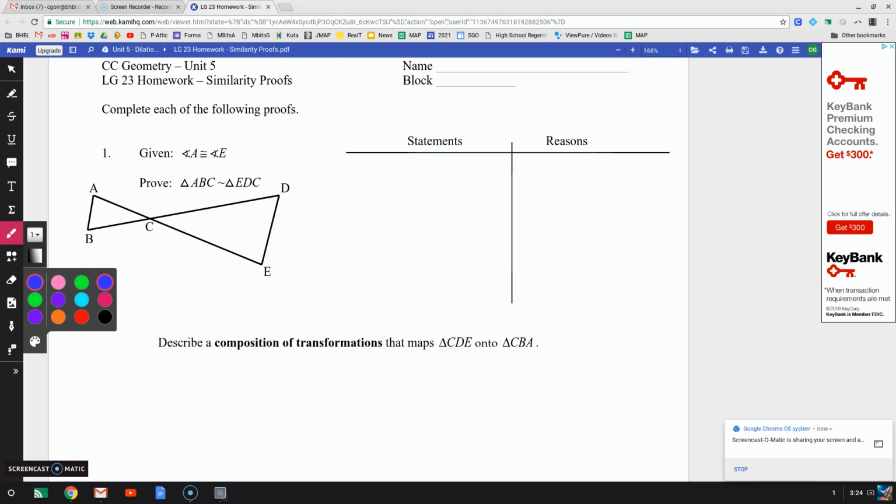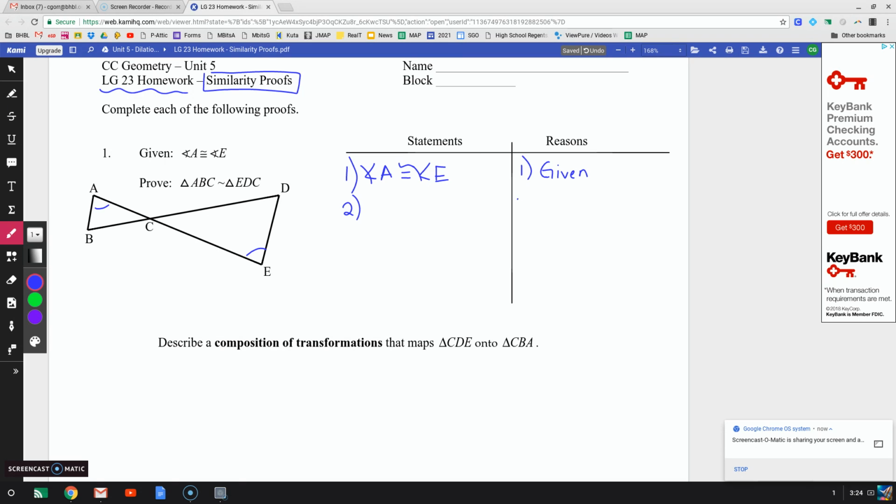I'm here to help you today with your LG 23 homework. We are going to be proving triangles are similar. So question 1, we are given that angle A and angle E are congruent. So I'm going to start my proof by angle A being congruent to angle E, and that is a given.